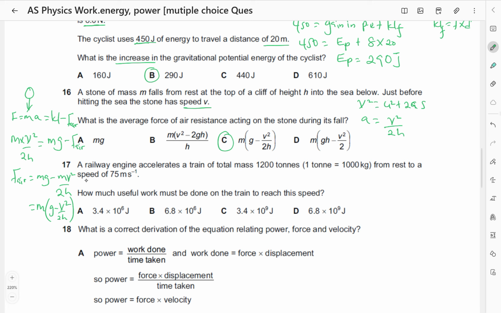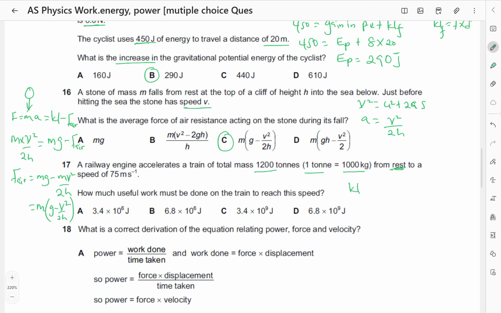A railway engine accelerates a train of total mass 1,200 tons, where 1 ton is 1,000 kilograms, from rest. Initial velocity is 0 to a speed of 75 meters per second. How much useful work must be done on the train to reach this speed?